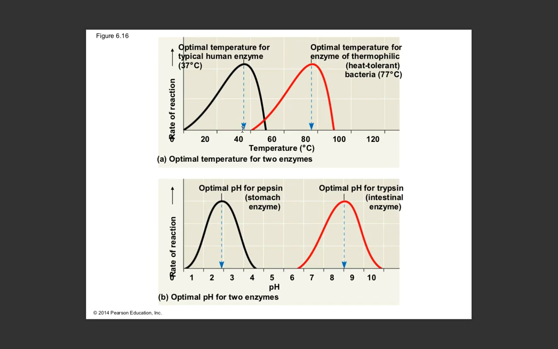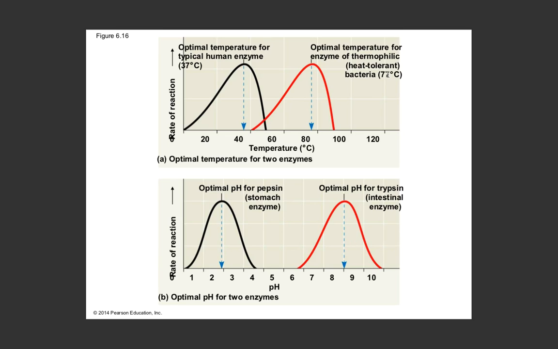All right. And then the optimal temperature for a thermophilic or heat tolerant bacteria, you can assume is going to be a heck of a lot higher than what a human enzyme would be, because we are not thermophilic and heat tolerant. Hello, Texas. Here's looking at you, right? We do not function at the same temperatures. Therefore, our enzymes are not going to function at the same temperatures.